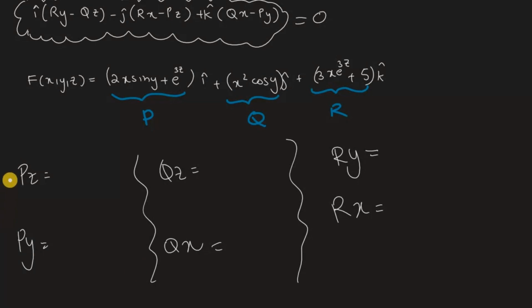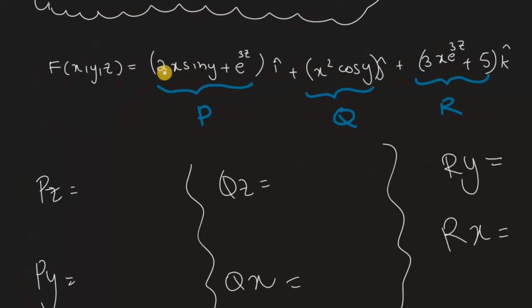Alright, coming back to the problem over here. Let's calculate p of z first. So here, this is the function p, and we're differentiating with respect to z. This is the first part, and there is no z over here, so this is simply 0 because this is a constant. Because it's a partial derivative, we're differentiating with respect to z, so x and y are treated as constants. Alright, so we are left with this one.